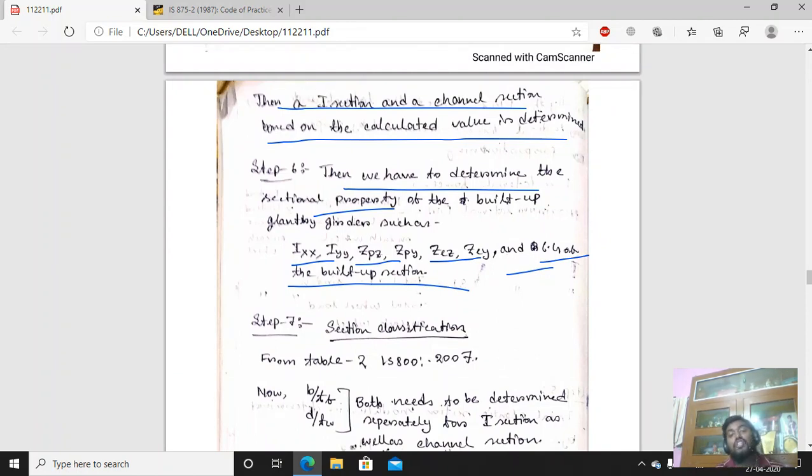So the sectional properties we have to determine. I think you all know how to determine Zpz, Zez, Zpy and Zey of the total member, and Ixx, Iyy of the built up member, and the CG distance of a built up member. I think I have covered a lot of maths, a lot of concepts to clear how to determine all this. So I am not determining any section here. We will do that in a math. So this section has to be determined.